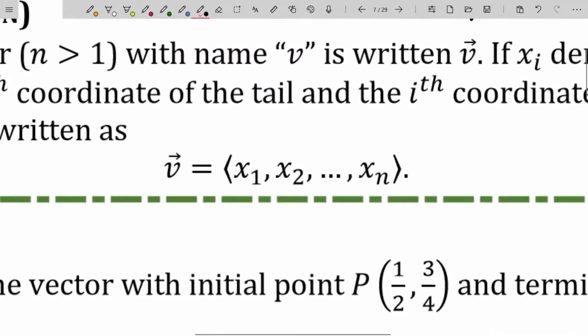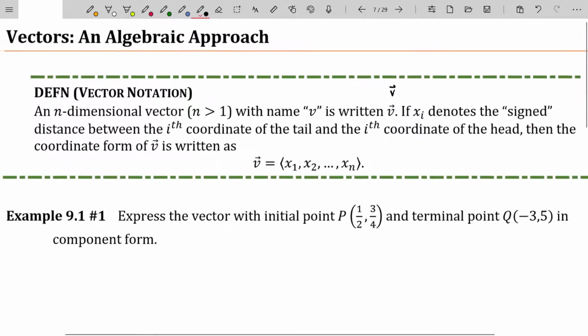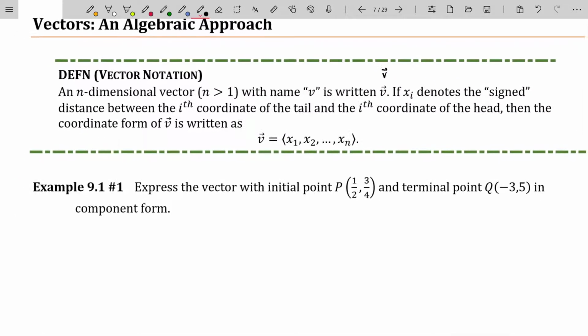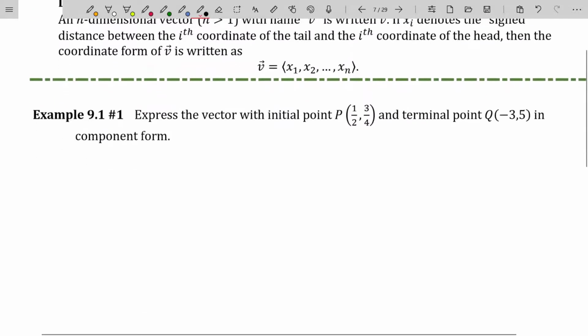So what do I mean about the signed distance? Well, distance technically is always supposed to be positive. However, when I say signed distance, that means we allow for the distance to be considered negative. So let's see this in an example so that it makes sense. Express the vector with the initial point at 1/2, 3/4 and terminal point at -3, 5. Express that in component form.